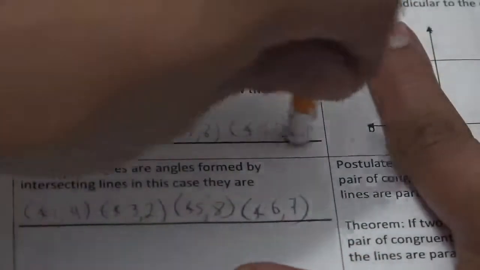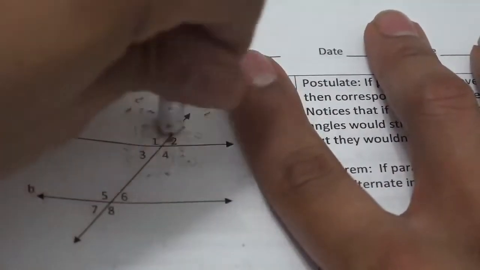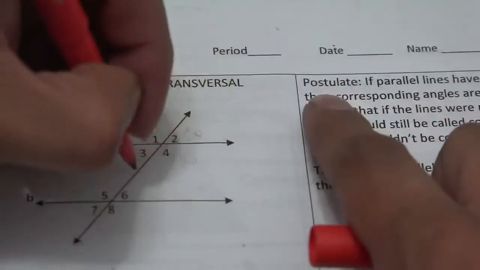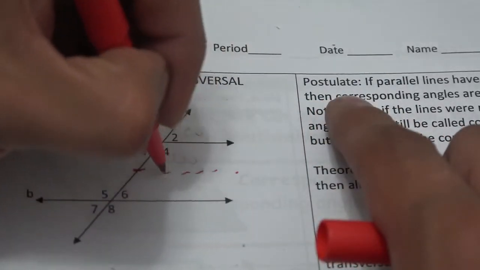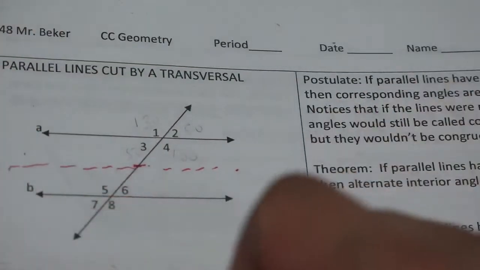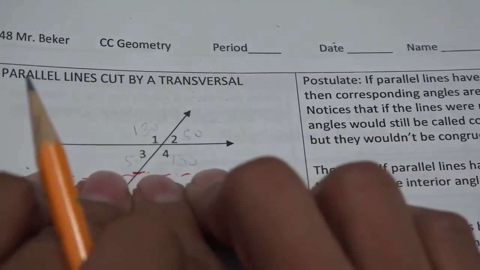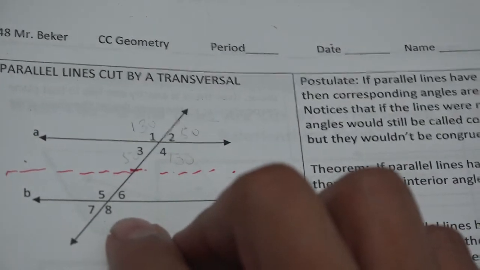So corresponding angles. What are corresponding angles? Corresponding angles are angles in the same relative position. What does that mean? Easy. Let's take a look at these scenarios right here. Let's pretend that this is not one diagram, but two diagrams. So the red line will divide the diagrams. On this diagram right here, I have angles 1, 2, 3, and 4. In these ones I have 5, 6, 7, and 8.